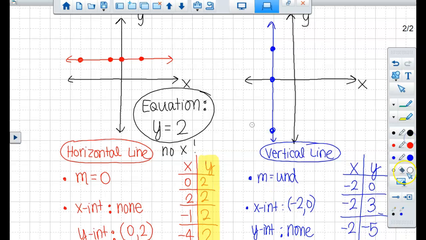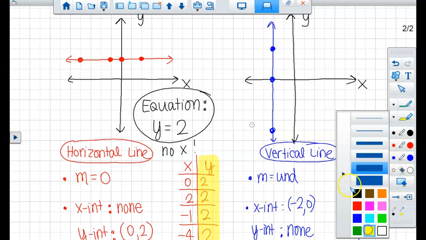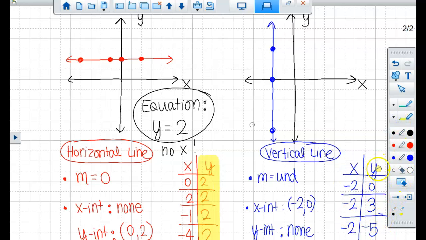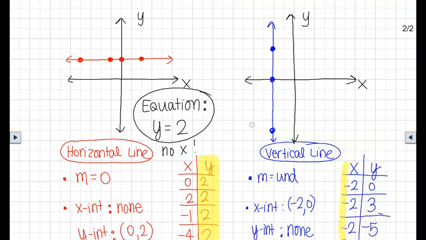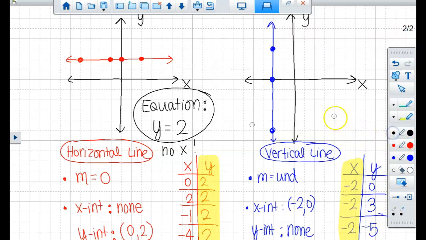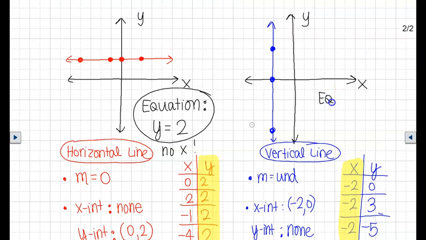So notice again kind of what's going on. When I start looking at a table with points, these y values over here are all over the place, but the x's are staying the same. Kind of like what happened over here. The x's were all over the place, but the y was always 2, which happened to also be the y-intercept. Over here, the x's are all staying the same. The y's are all over the place. So on this one, your equation is going to be x equals a negative 2.